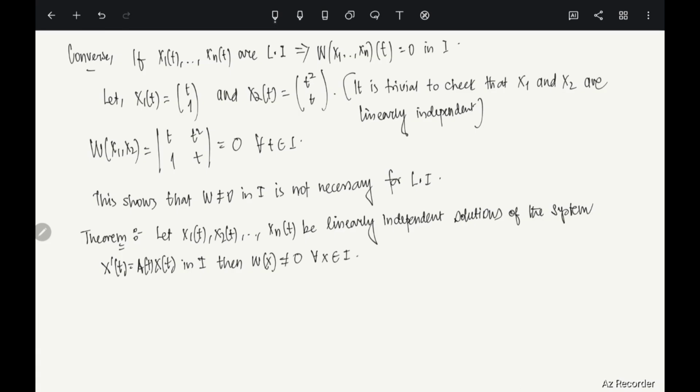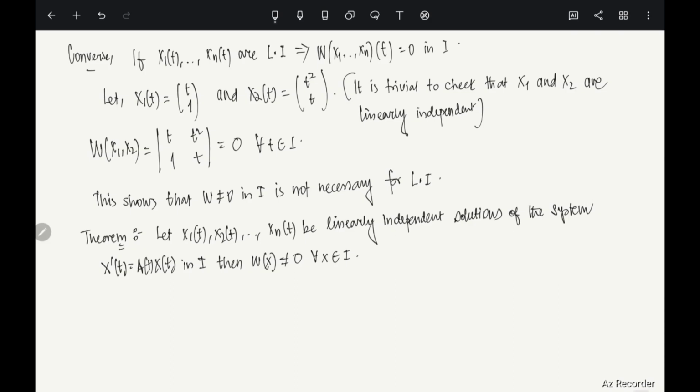What I am trying to say is this: a non-zero Wronskian is not a necessary condition for linear independence. In the example we just saw, they are linearly independent, but the Wronskian is not non-zero; it can be 0. What this theorem says is that if they are not just any functions but linearly independent solutions of some system, then there is a guarantee that the Wronskian is non-zero.